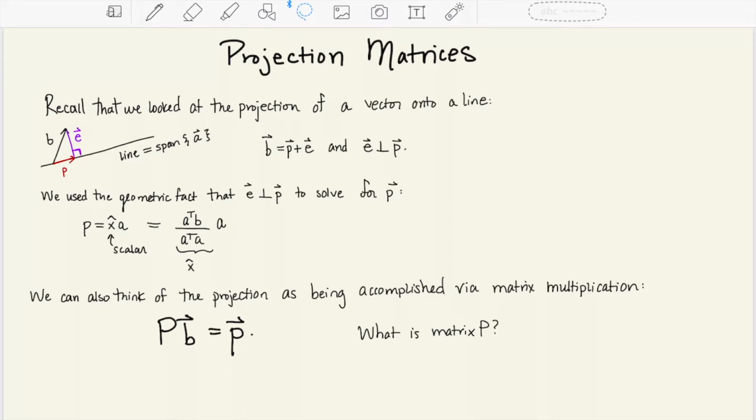Now, the purpose of this video is to point out that this projection can be accomplished via matrix multiplication. There's going to be a matrix that we also call P, capital P, such that if we take P times the vector B, we get the new vector, little p, the projection. So what is this matrix, big P?